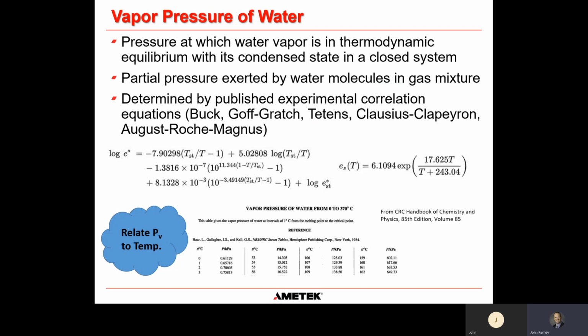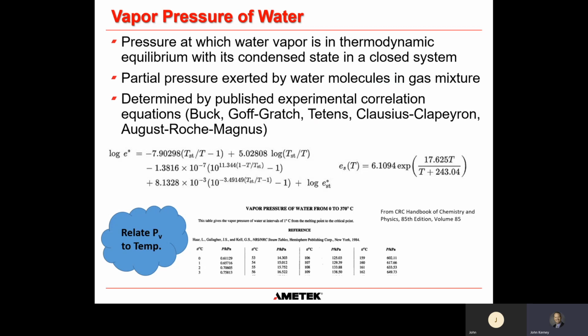Vapor pressure of water, the way I think about it, is really the partial pressure that water molecules exert in the system. If you think of yourself as a water molecule, I tend to think, okay, what's the pressure or the force that I'm exerting on my own in a system? The scientific or engineering definition is at the first bullet. It's basically the pressure at which water vapor is in thermodynamic equilibrium with the condensed state.